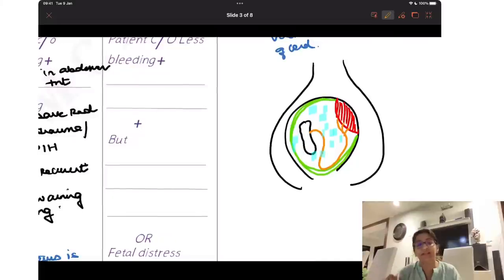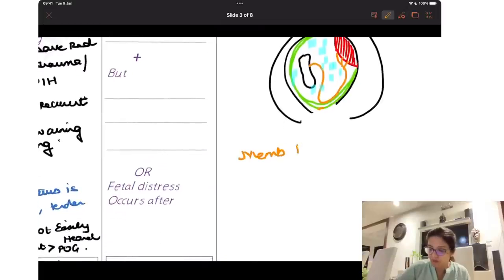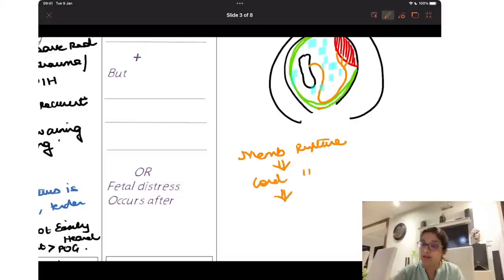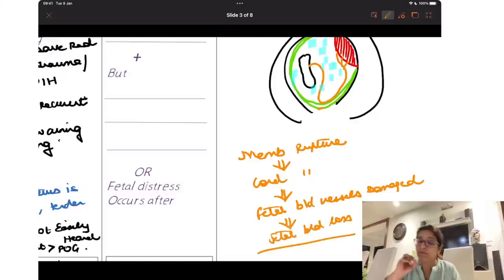So अब बताओ, if the cord is attached to the membranes, जब भी membranes rupture होंगी, the cord is going to get ruptured, right? So when the membranes rupture, the cord ruptures. And all of us know that cord has got umbilical artery, umbilical vein, right? So the fetal blood vessels get damaged. Fetal blood vessels are damaged and this leads to fetal blood loss, right?